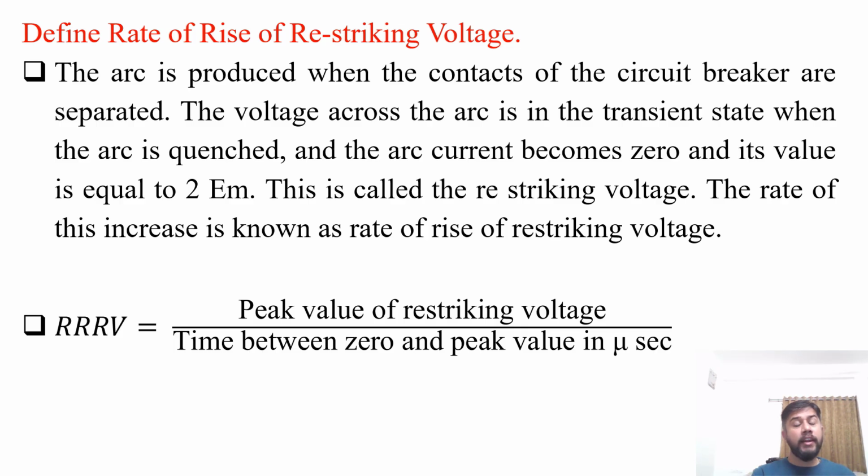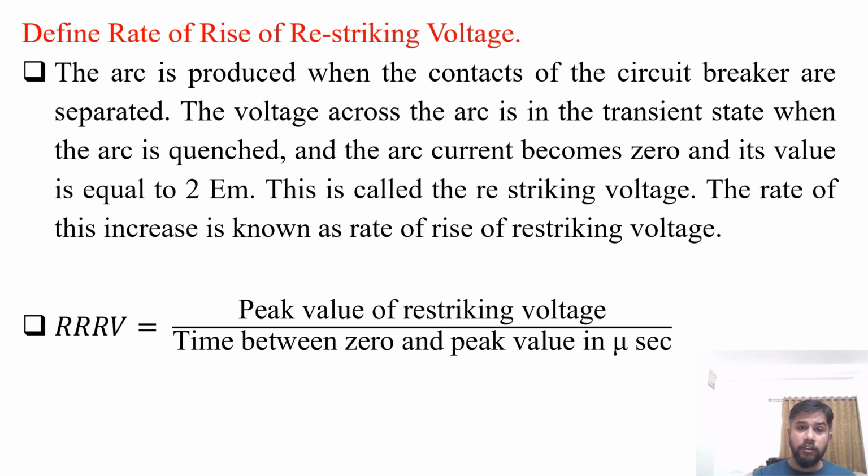Define rate of rise of restriking voltage. This question is asked many times in examinations and viva examinations. The arc is produced when the contacts of the circuit breaker are separated. The voltage across the arc is in a transient state when the arc is quenched and the arc current becomes zero or nearly zero, and the value of the voltage across the contacts is equal to twice the maximum value, that is 2Em. This is called the restriking voltage. The rate of this increase is known as the rate of rise of restriking voltage.